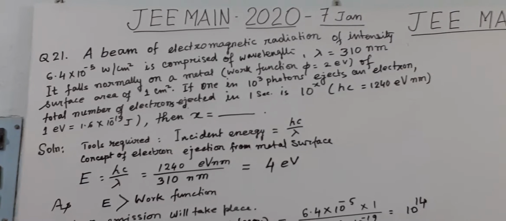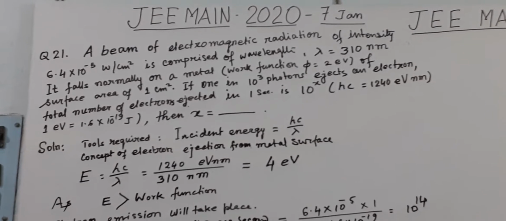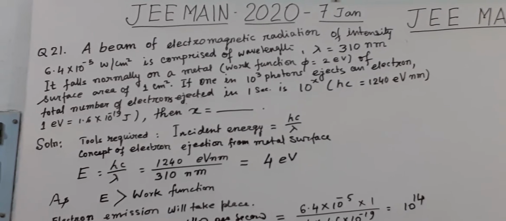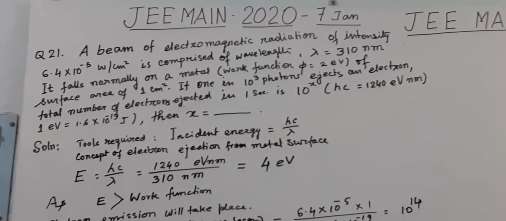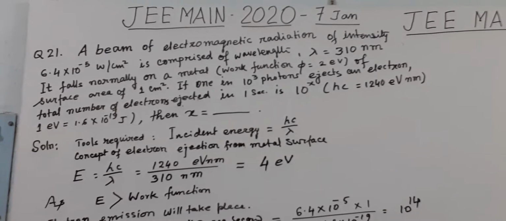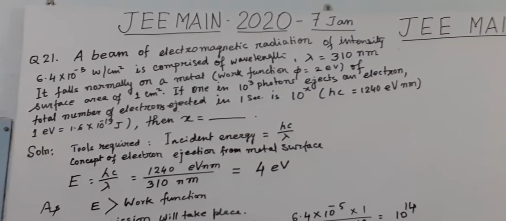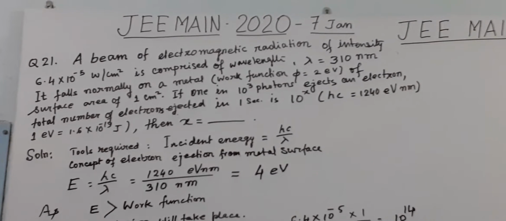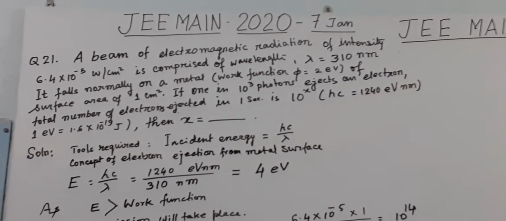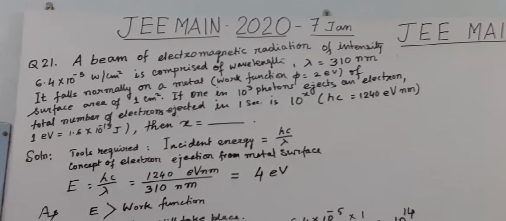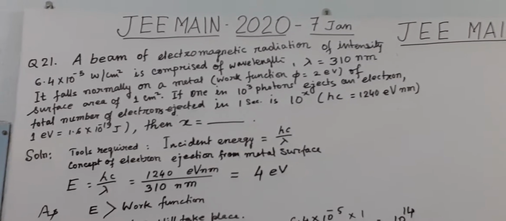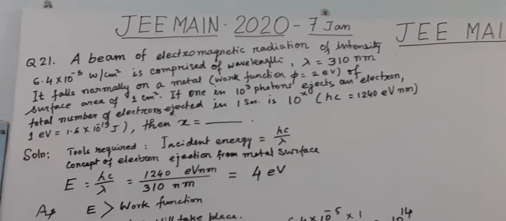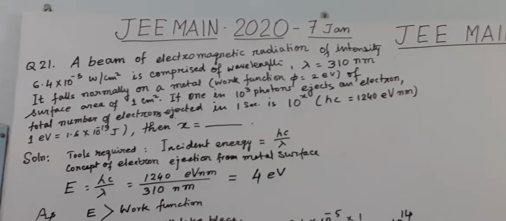In this video, we would like to discuss JEE Main 2020's remaining question paper, that is from question number 21 to 25. These questions are integer type and filling the blanks type. Now, let us come to question number 21.